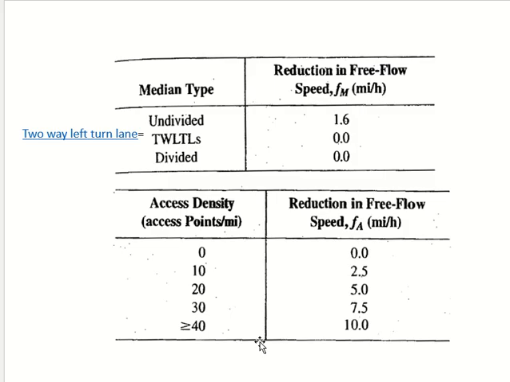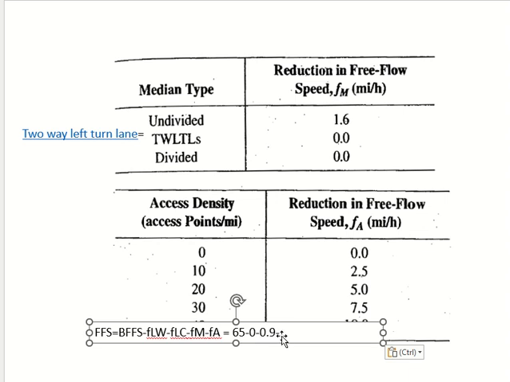Okay. Next thing is the factor for median type and access point density. They said the highway has a median. So having a median means what type of highway from the first table? Divided. Okay, so the factor is 0. Access point, we have 10 access points per mile. Okay, so the factor is 2.5. Okay, tell me the value. 61.6 miles per hour.